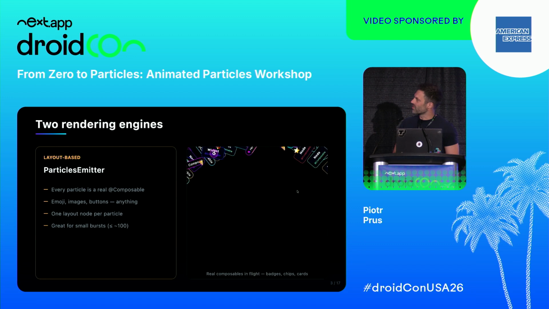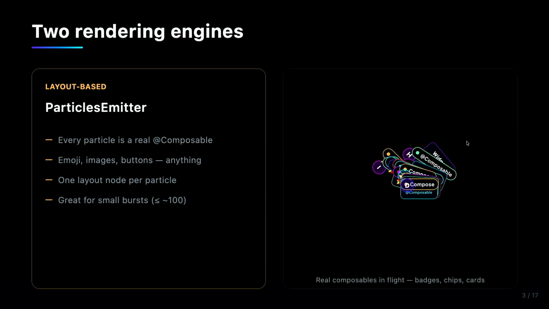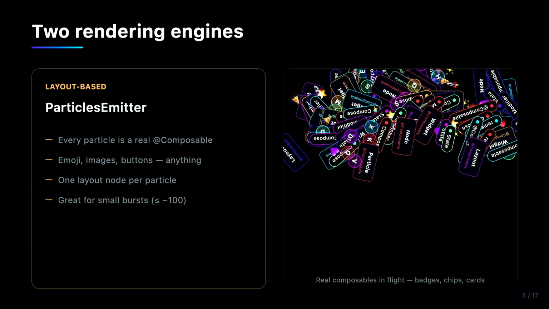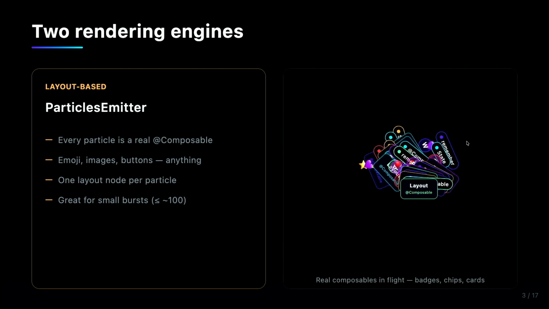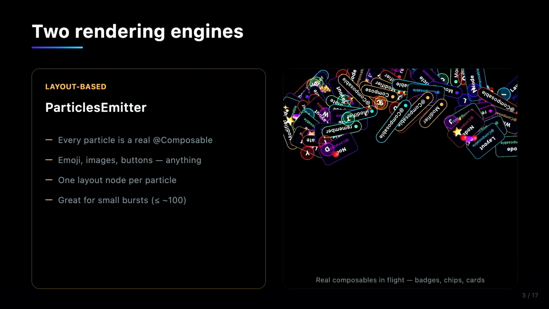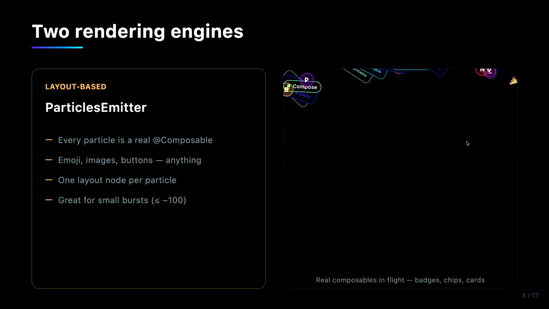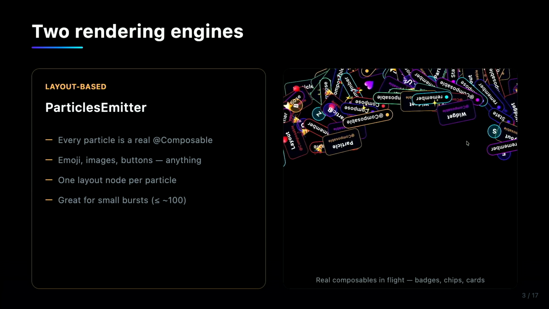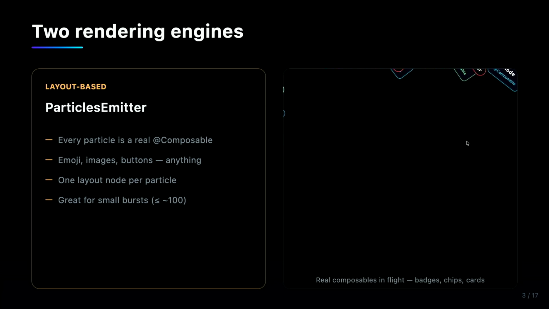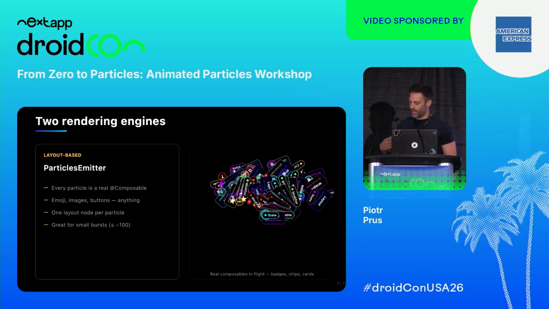So there are 2 rendering engines inside. One is the particle emitter that is using an actual composable function. This one is not optimized in terms of performance, but it uses the composable and all of the gravity and other configurations. So you can use that to send some emojis or real layouts like these rows, for example. It might have some issues for hundreds or 1,000 particles.